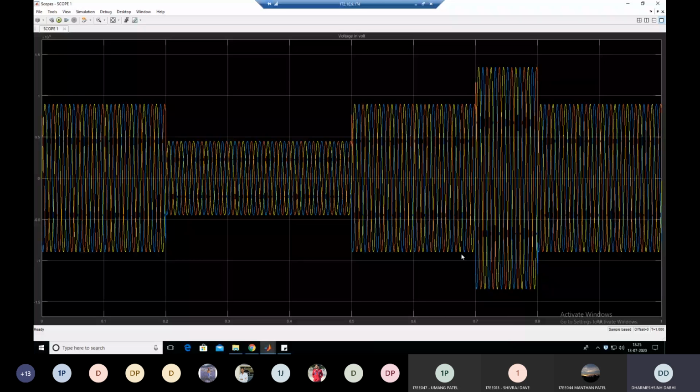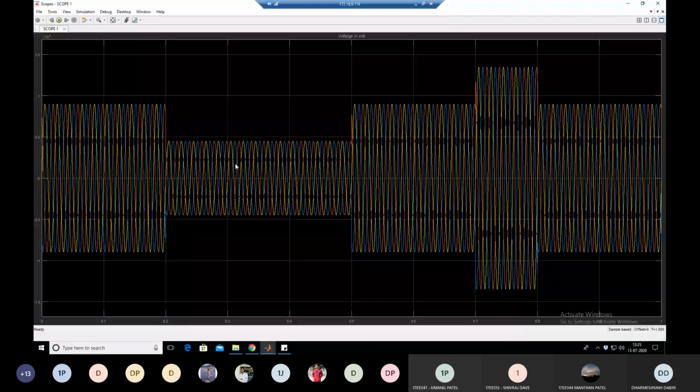But here at 0.7 second, we increase the magnitude in the source. It is 1.5 per unit. So that creates a voltage swell or over voltage. You can see here the voltage between 0.7 to 0.8 second is more than the normal rated voltage, more than 1 per unit. It is a 1.5 per unit voltage. Clear?